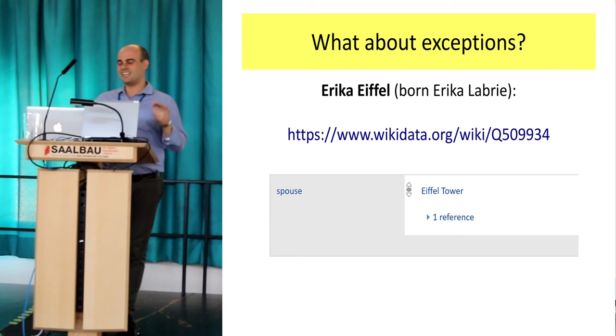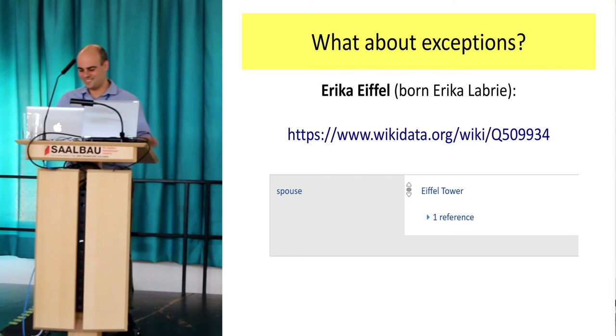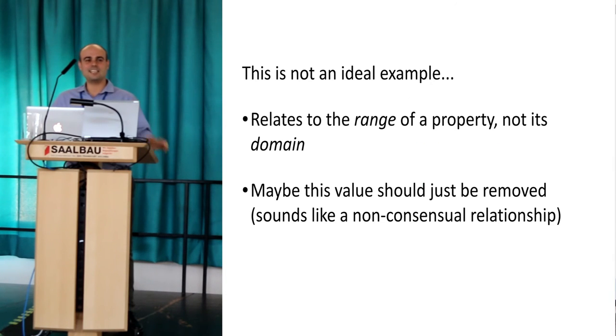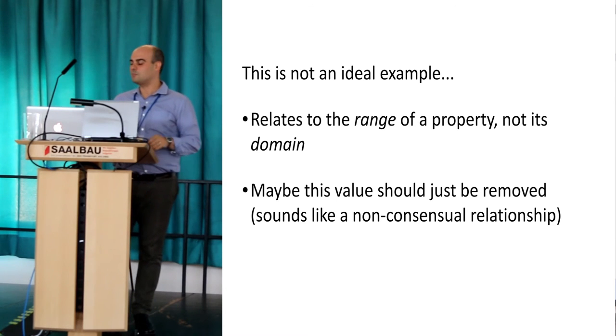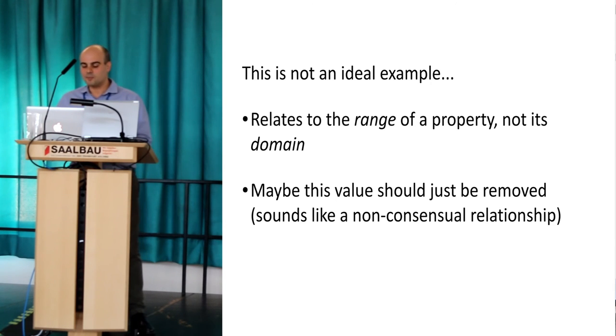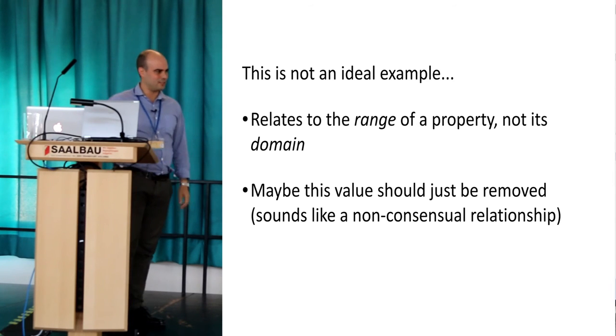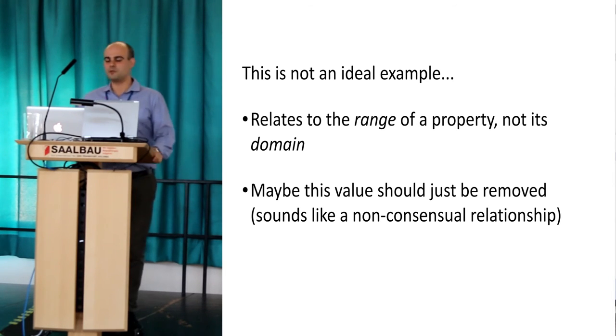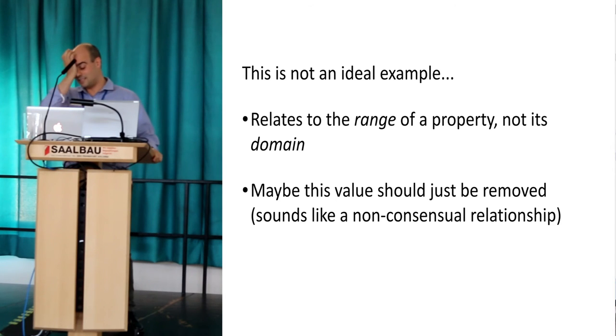This person, that's her thing. This is actually not an ideal example of what I'm talking about. First, because it relates to the range of the property and not its domain, and I think ranges are less important for the purpose of structuring the data. Also because maybe, I'm not sure that value should be there. It's also there in the English language Wikipedia, but that to me sounds like the definition of what we'd call a non-consensual relationship.